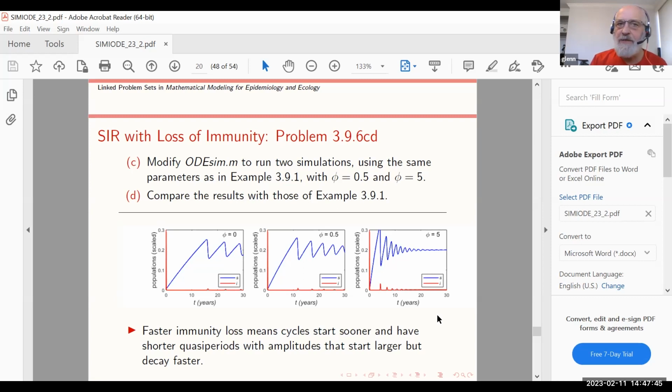So the plot on the left is with no loss of immunity. The plot in the middle is when loss of immunity is really slow. Phi equals 1/2 means that on the average, most people don't ever lose immunity, but some do. And phi equal to 5 means on the average, we lose immunity every few years. And so the differences are that with faster immunity loss, the cycles start sooner, they have shorter quasi periods, their amplitudes are initially larger, but they decay faster.